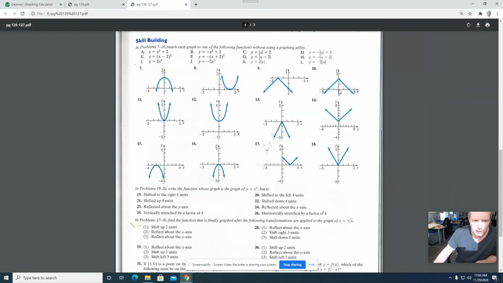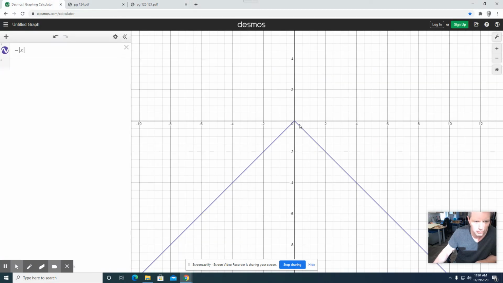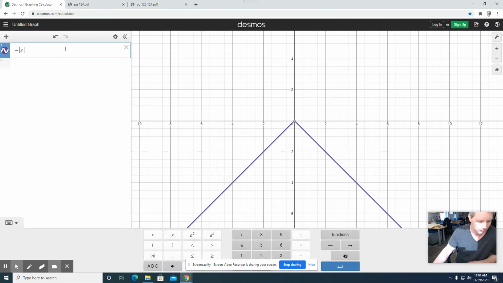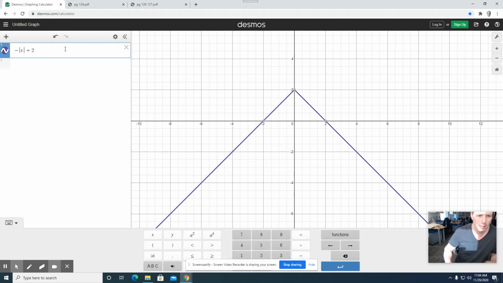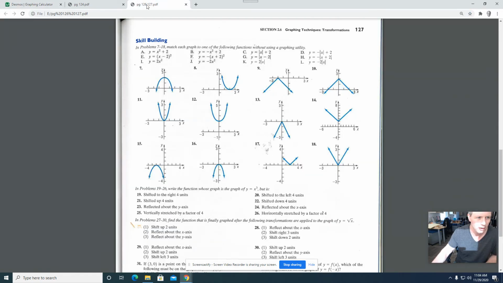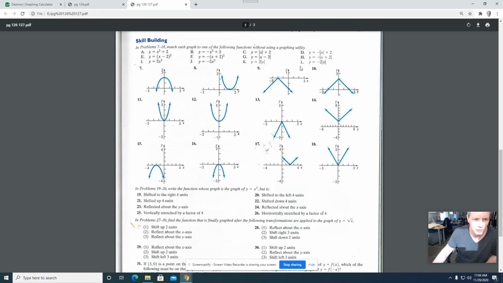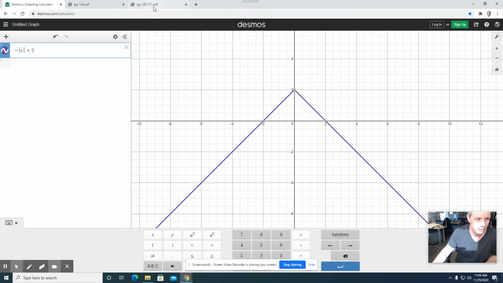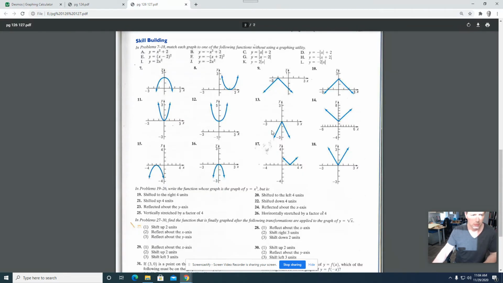What else has happened? It has then been shifted up 2 units. How do I shift a graph up 2 units? I add 2. That shifts it up 2 units. And so this here, minus the absolute value of x plus 2, is what will lead to this function right here. Do I have that here anywhere? Hopefully I do. Yes, I do. It's D. y is equal to minus the absolute value of x plus 2. That is D there, which is what we have here. So that is what has happened, and that's number 10 done.